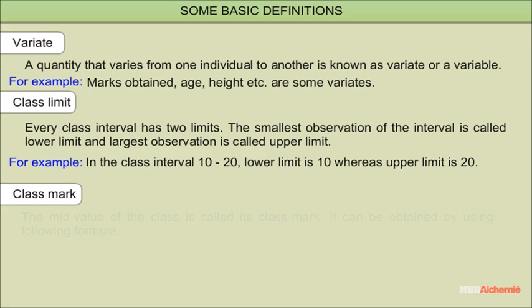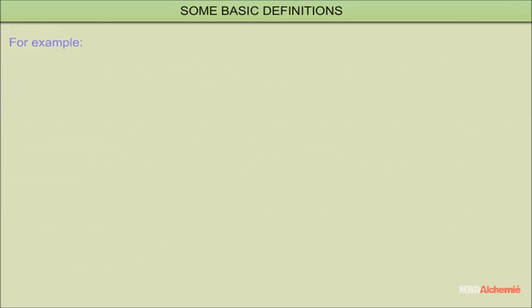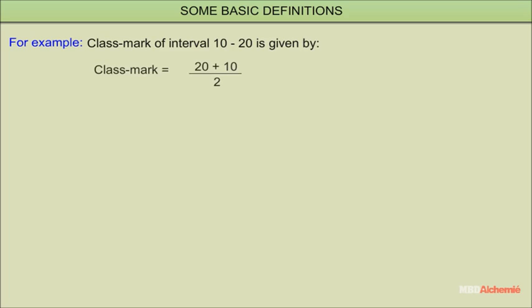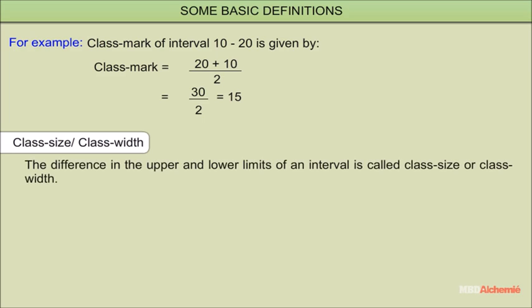Class mark. The mid-value of the class is called its class mark. It can be obtained by using the following formula. Class mark is given by half of upper limit plus lower limit. For example, class mark of interval 10 to 20 is given by class mark is equal to half of 20 plus 10, which is 15. Class size or class width. The difference between upper and lower limits of an interval is called class size or class width.